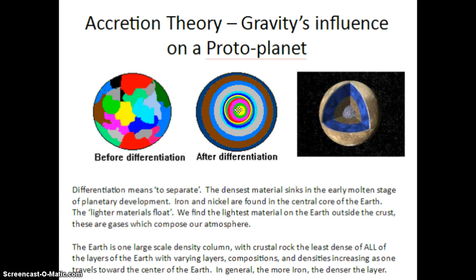The densest material sinks into the innermost part. Here's a picture of before differentiation. After it's differentiated, we get these layers, these internal layers that are distinctive characteristics of what's going on internally. The Earth is one large-scale density column, getting denser and really finding more iron as we travel inward.